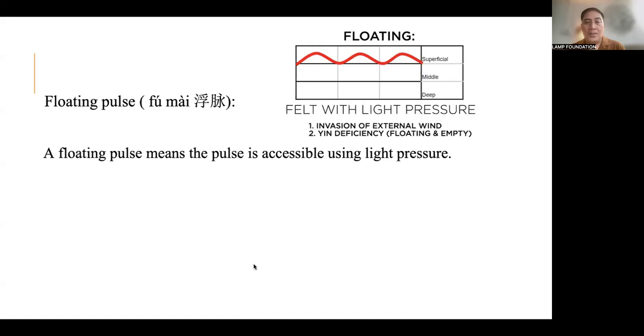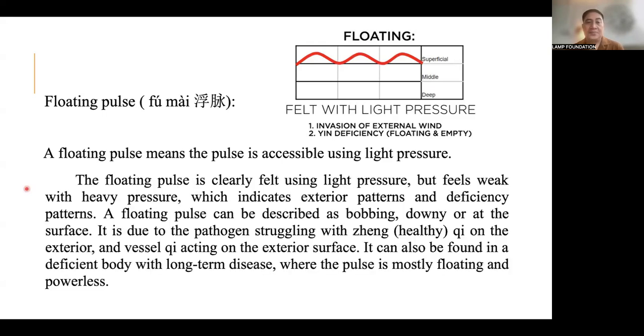A floating pulse means the pulse is accessible using light pressure. So it's so easy to feel right away. You use only light pressure and you can feel it. It feels weak with heavy pressure. When you press deeper, the pulse will feel weak. And this indicates exterior patterns and deficiency patterns.